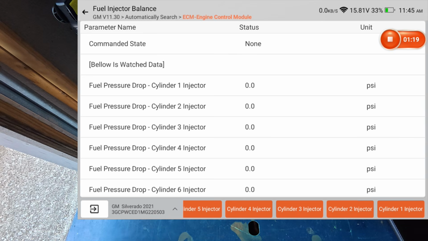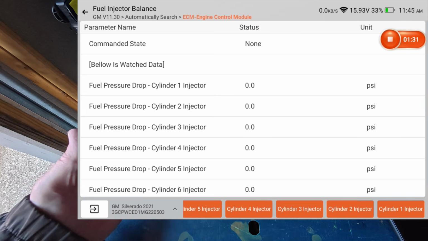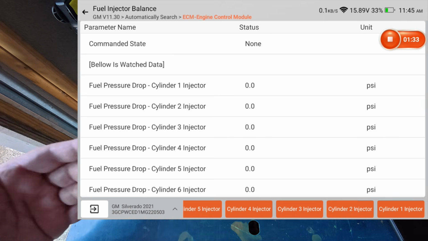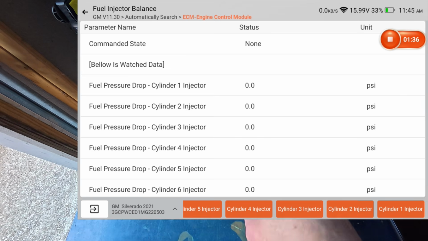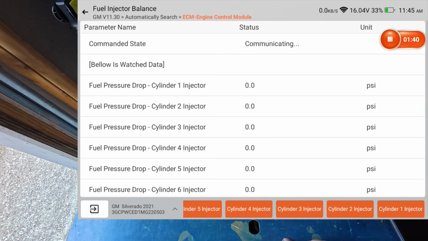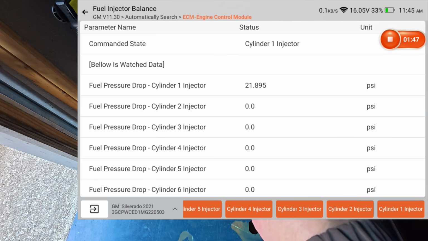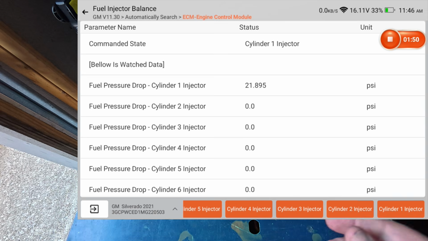So what this test does is it pulses the injector an exact amount of times, and it measures the pressure drop within the system. The computer on the truck does that after the scan tool initiates the test, and you'll see what I mean here in just a second. So I'm going to hit cylinder 1. I can kind of hear the truck stumble a little bit. You can see we had a pressure drop of 21 pounds, 21.895 pounds.